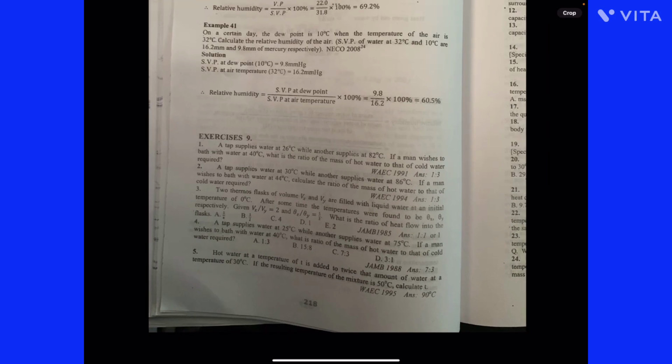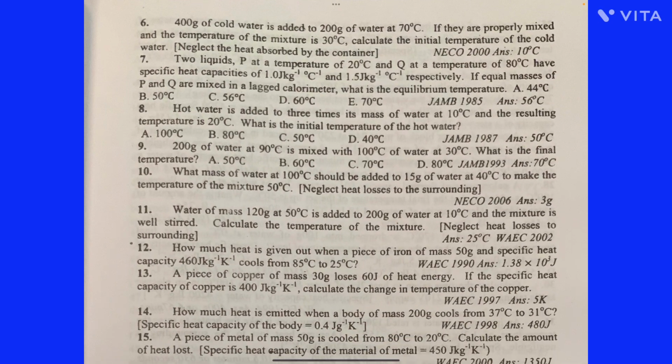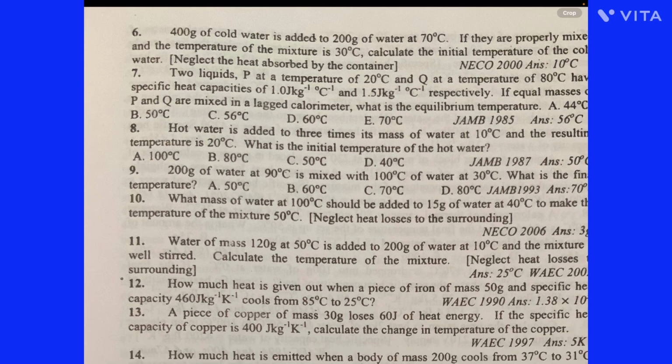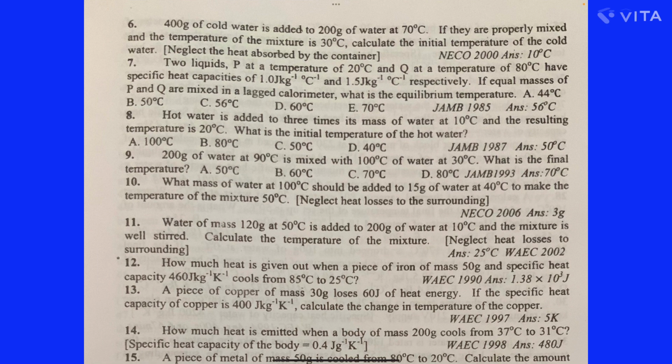Okay, that's number 5. Let's continue. It's a long exercise, but we'll finish it. Number 6: 400 grams of cold water is added to 200 grams of water at 70 degrees Celsius. So water at 70 degrees Celsius is definitely hot water. If they are properly mixed and the temperature of the mixture is 30 degrees Celsius, calculate the initial temperature of the cold water. This is the same as number 5.